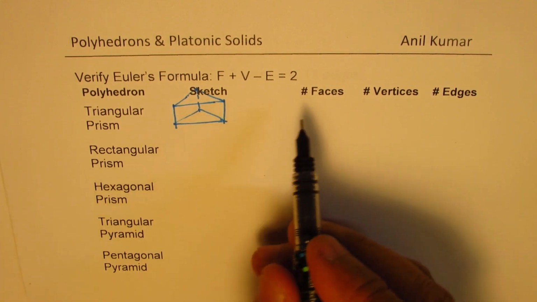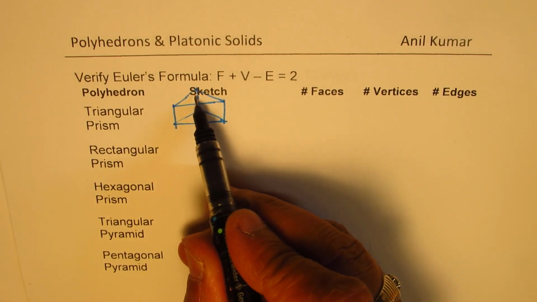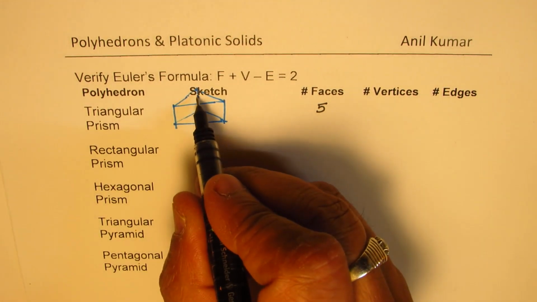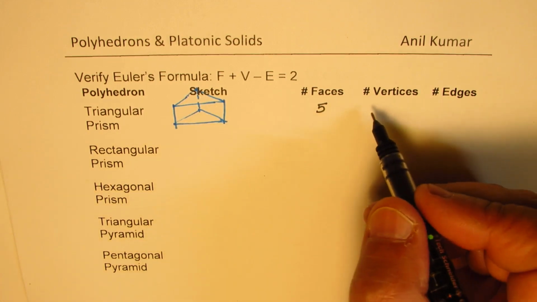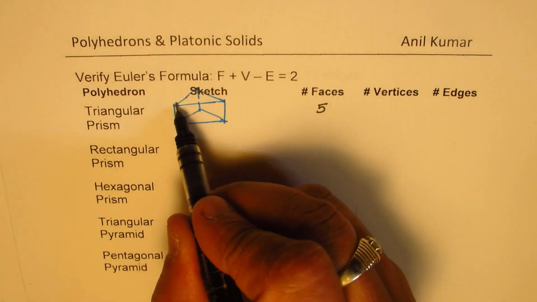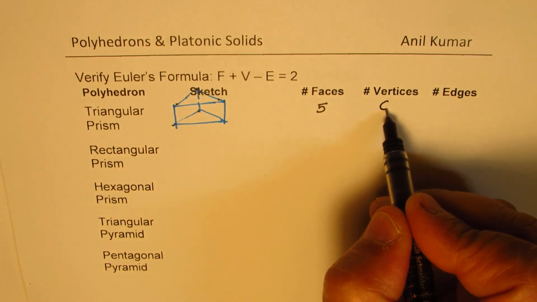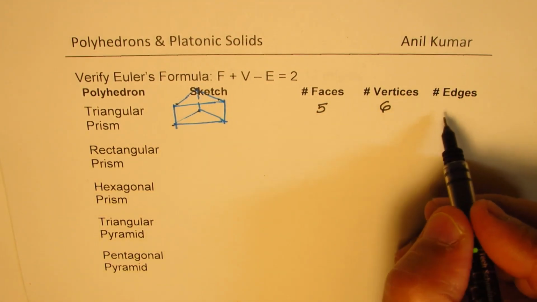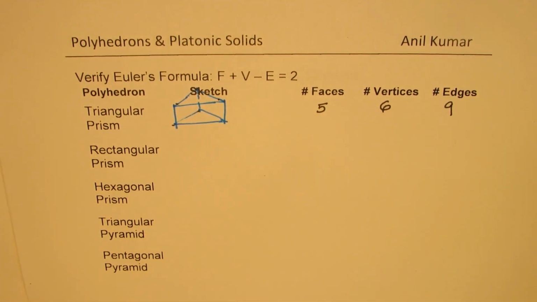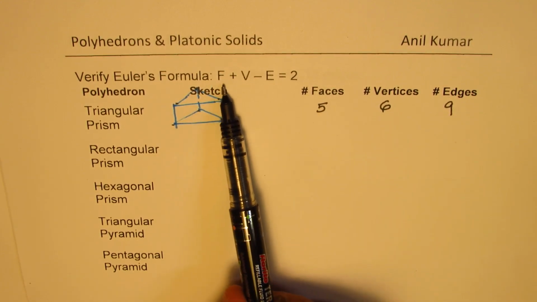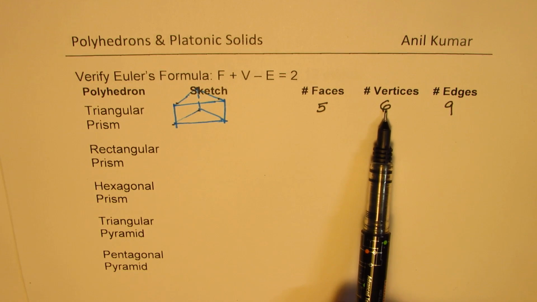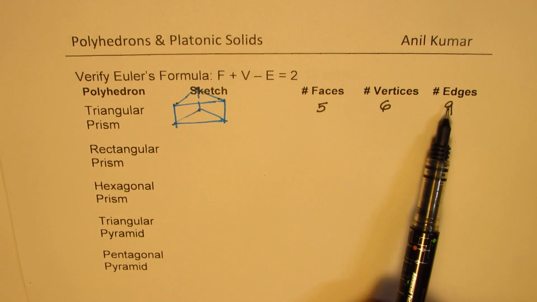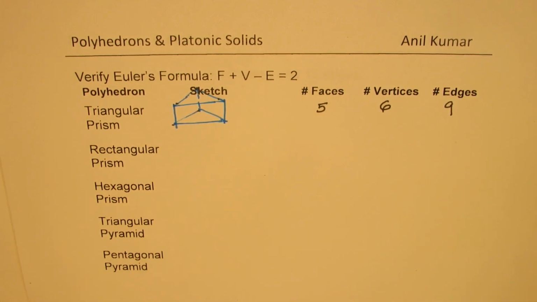Now in this shape, how many faces are there? Top and bottom, and then these three triangles. So we have 5 faces here: top and bottom 2, and 3 on the sides. Vertices are 1, 2, 3, 4, 5, 6. And the edges: 3 and 3 is 6, and 3 more is 9. Now if you check, faces plus vertices is how much? 5 plus 6 is 11, and 11 take away 9 is 2. So the formula works here.